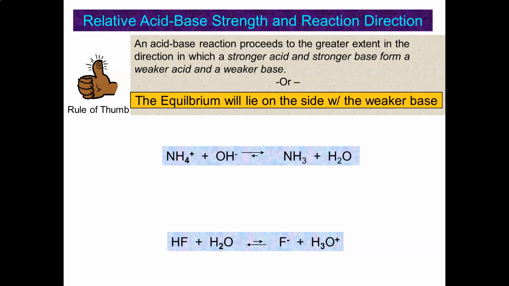If you're trying to figure out what way a reaction is going to go, if you have one of these systems, you want to find out where the weaker base is. Okay, so a rule of thumb here is that equilibrium will lie on the side with the weaker base.